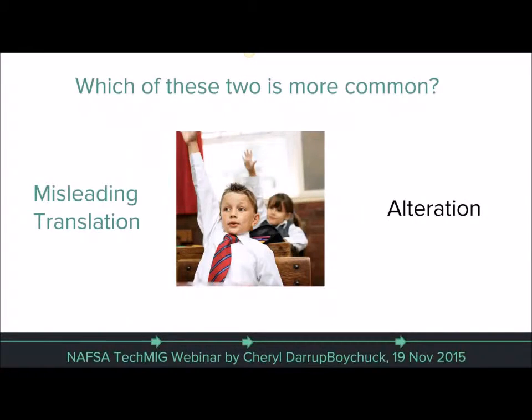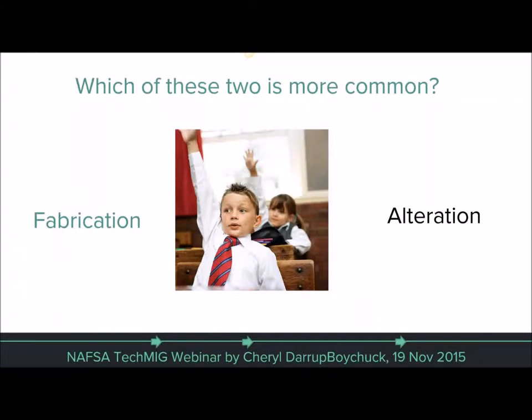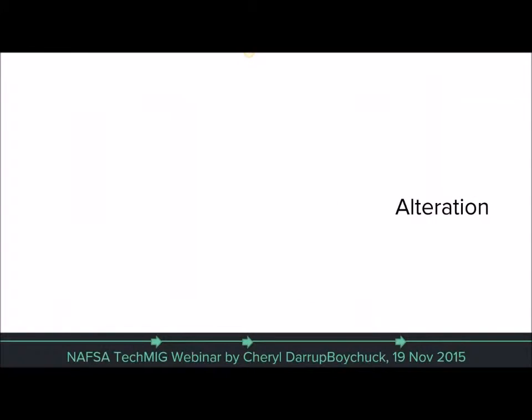So what about these two? Misleading translations or alteration? Alteration, again, is when information on a legitimate document has been changed. So in that case, alteration wins. So now, from those two winners, fabrication and alteration, which is more prevalent? Alteration wins again. So, of course, we don't know for sure that alteration is the most popular, but from anecdotal data and speaking with colleagues, that's what we found.